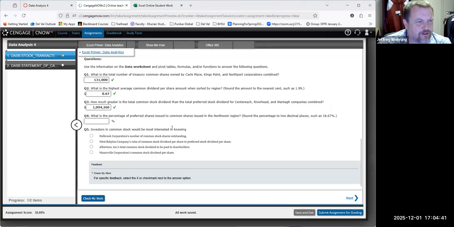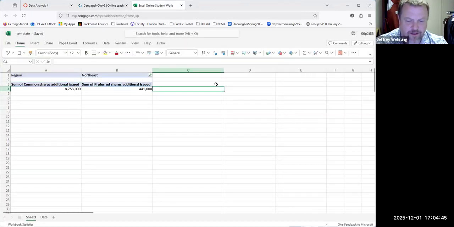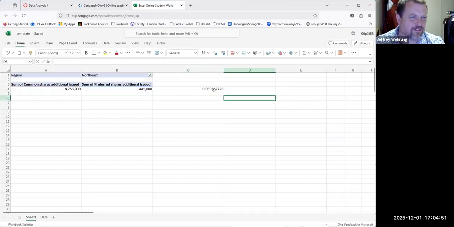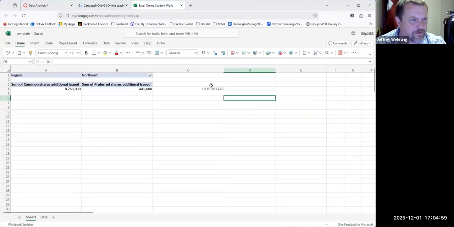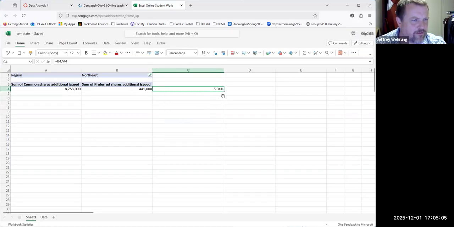Percentage of preferred shares issued to common shares issued. Okay. Equals preferred shares to common shares. That's a little weird. And then I'm looking for two decimals. Oh, and I want this as a percentage. So let's change this to a percentage. There you go. 5.04.